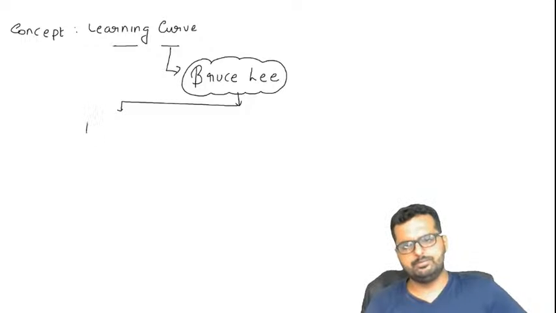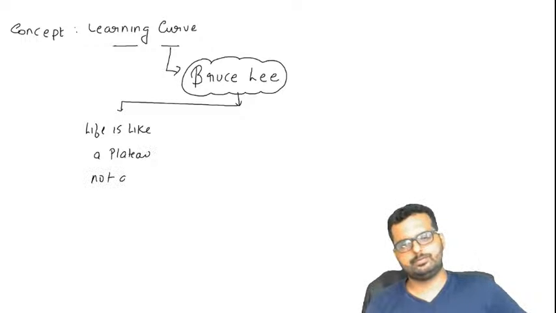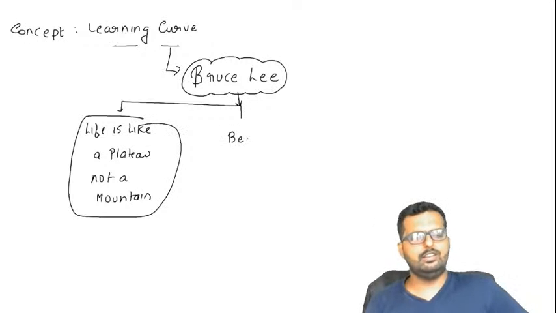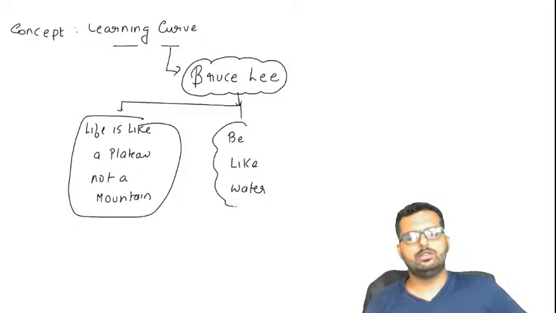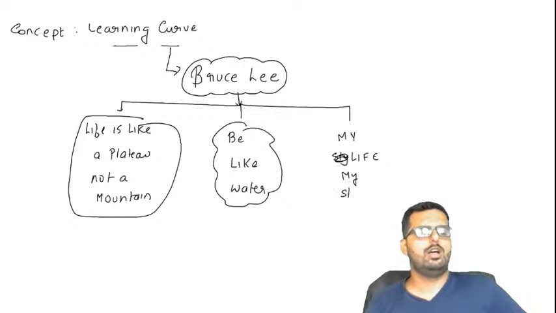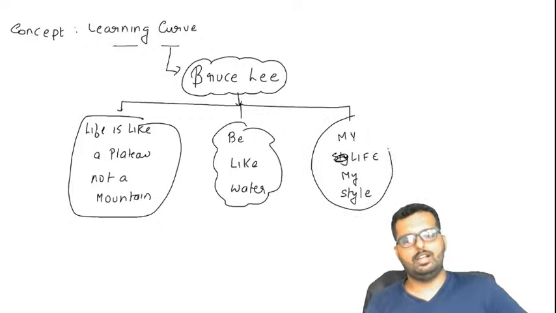One, he said, life is like a plateau, not a mountain. Second thing what he said is, we should be like water. And the last one what he kept saying is, it is my life, I live in my style.